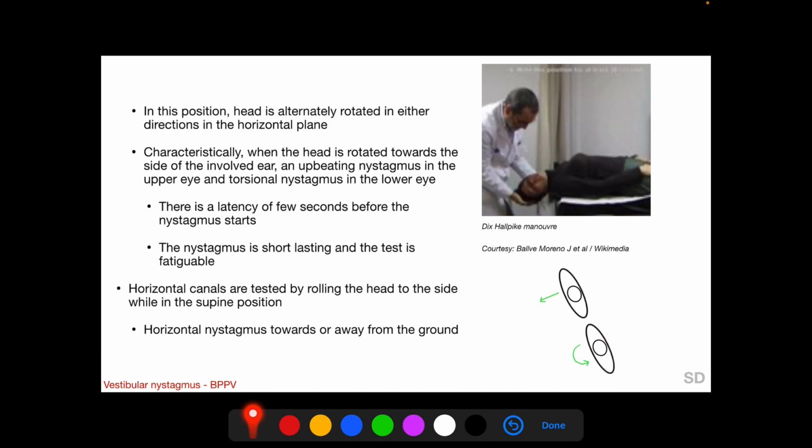Now the classic Dix-Hallpike maneuver tests the posterior canals. The horizontal canals can be tested by rolling the head to the side while in the supine position, in which case we will get a horizontal nystagmus when the head is rotated towards the side of the peripheral vestibular lesion.